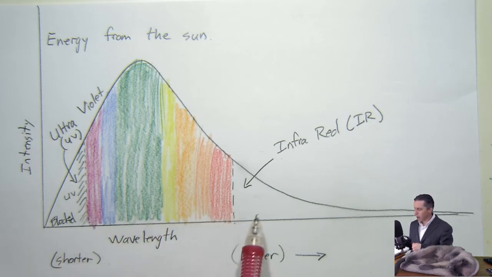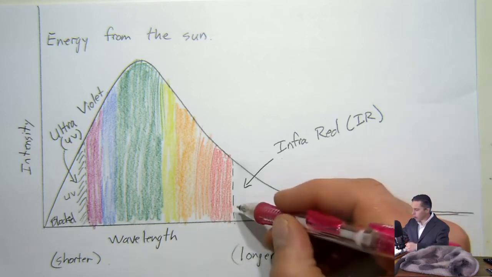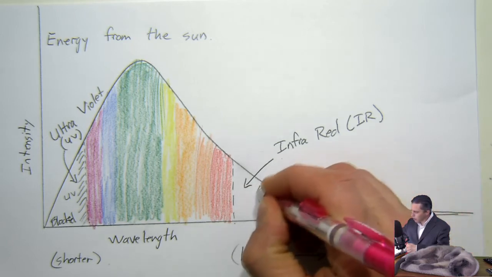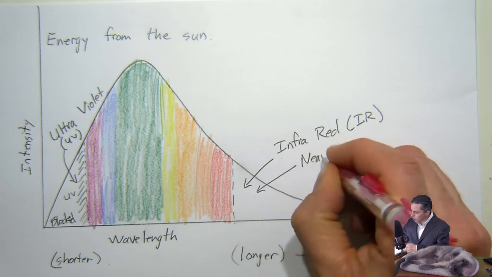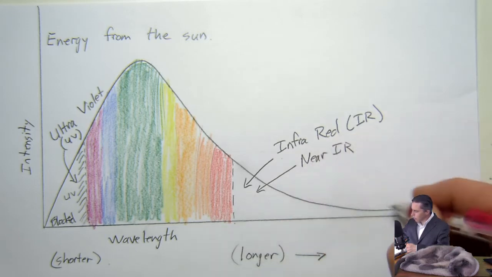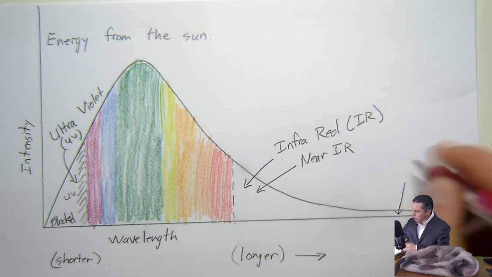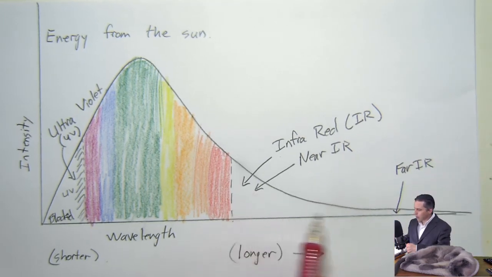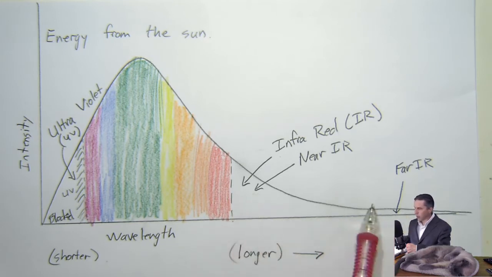Then we get out here to these longer wavelengths, and now we're back to waves that we can no longer see. Now the ones that are pretty close to red in here, we call this near infrared. And the ones that are way out here on this tail, we call these far infrared. So everything in the tail is infrared. Near is these guys, far, and it goes on and on and on off this page. It goes on forever. Okay.